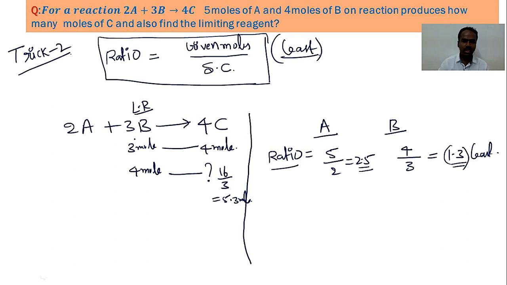In trick 2, once again I am taking a small revision. In trick 2, we have to calculate the ratio. What is this ratio? It is the ratio between the given moles, nothing but the moles given in the question, to the stoichiometric coefficient in the reaction. The reactant which has the least ratio is the limiting reagent. See here what is written in the first slide.